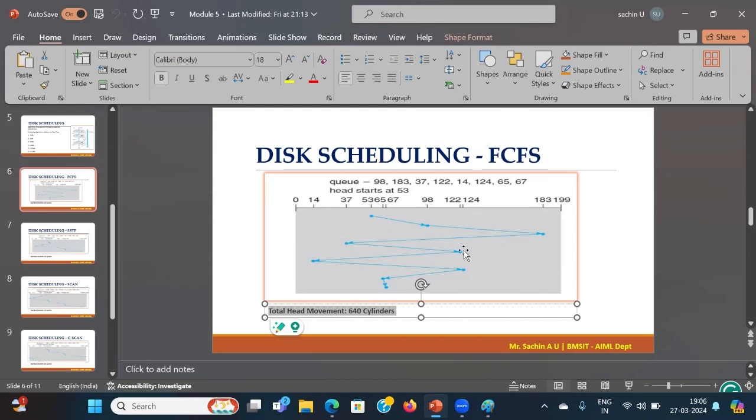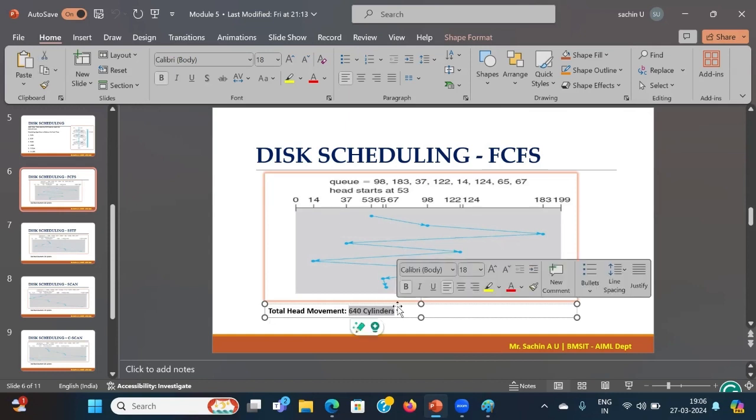Plus after that, from 122, it is again moving to 14. So 122 minus 14. From 14, it is moving to 124. So it is 124 minus 14, plus from 124, it is moving to 65. See here, it is 65. So 124 minus 65. From 65, it is moving to 67. So 67 minus 65. When you sum all these values, what is the total answer I am getting? The answer I am getting is 640 cylinders. That means 640 hops or 640 tracks it is jumping, right?